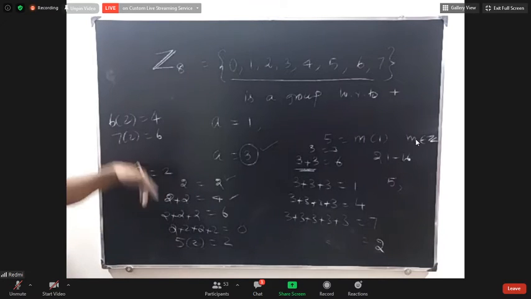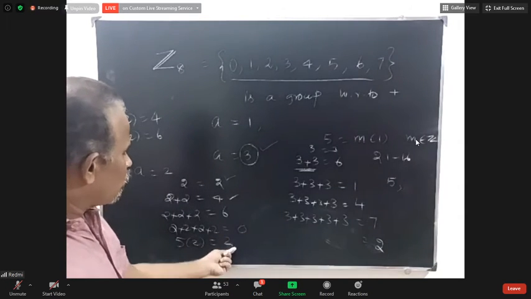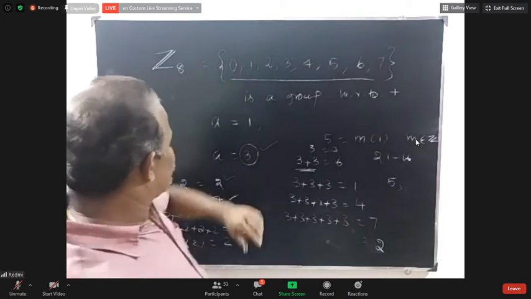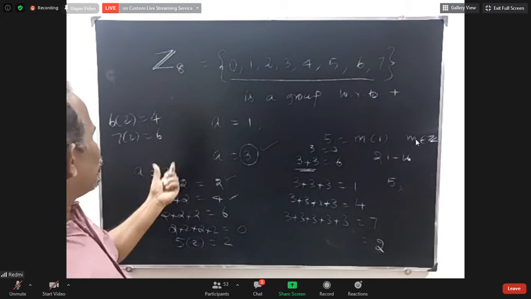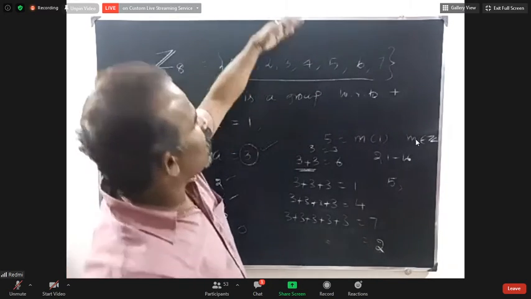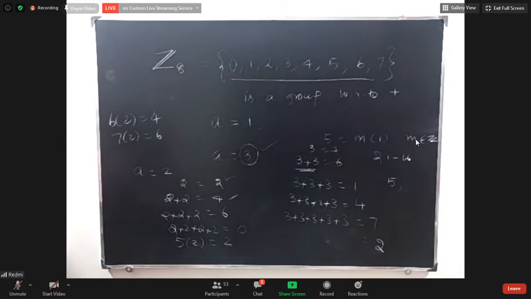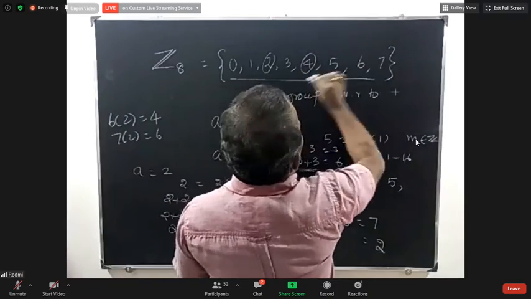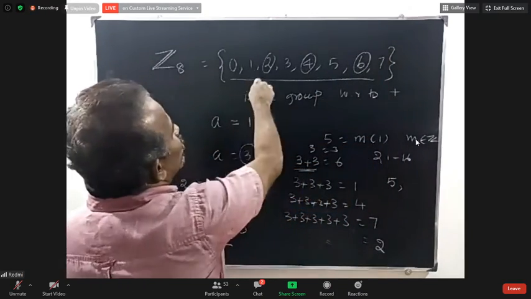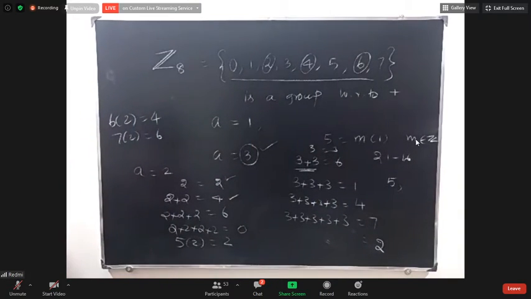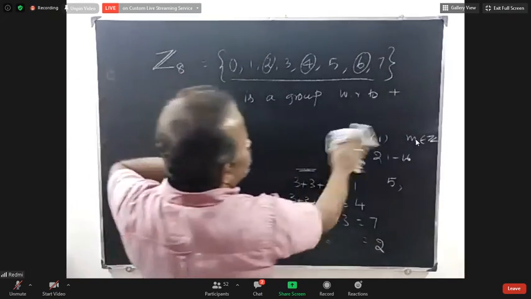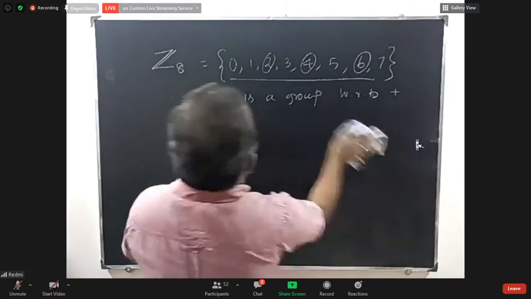So this 2 generates 0, 2, 4, 6, then 0, 2, 4, 6 again. Therefore, this 2 definitely will not generate all the elements of Z8. So 2 is not a generator. Similarly, 4 is not a generator, and 6 is not a generator. But 1, 3, 5, 7 are all generators. So the generator of this group is most important. This is the cyclic group.